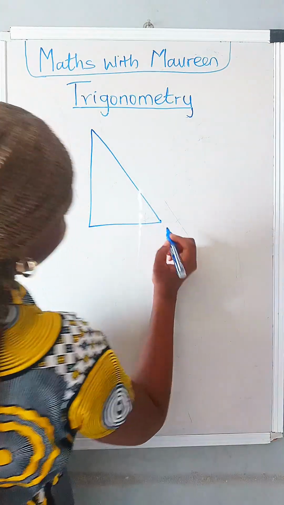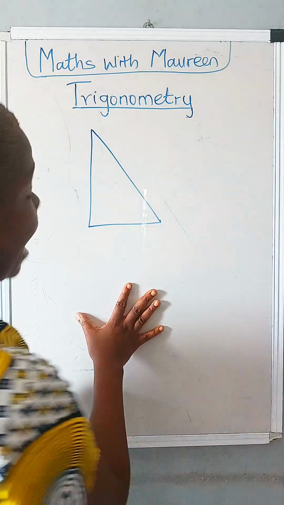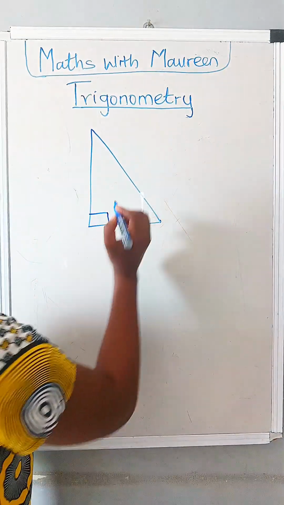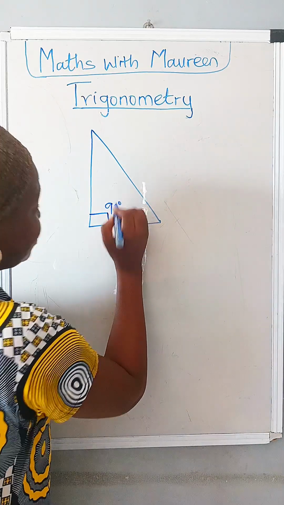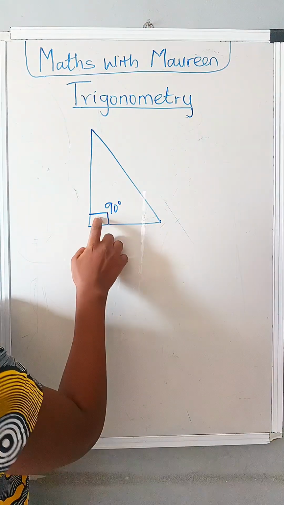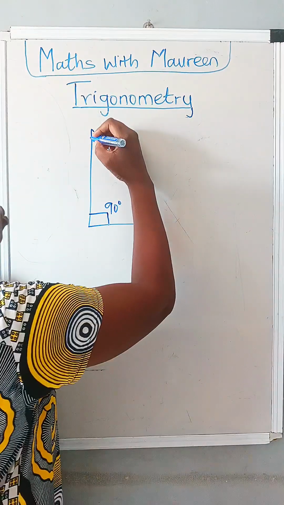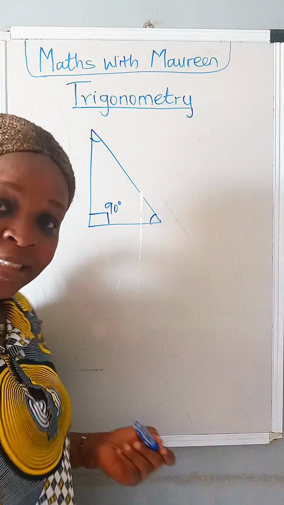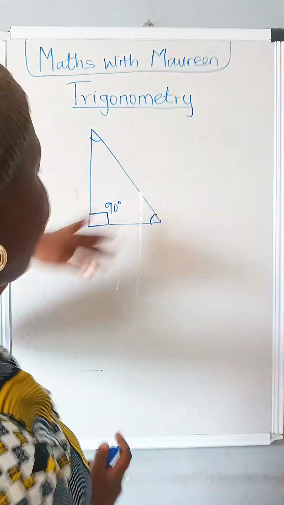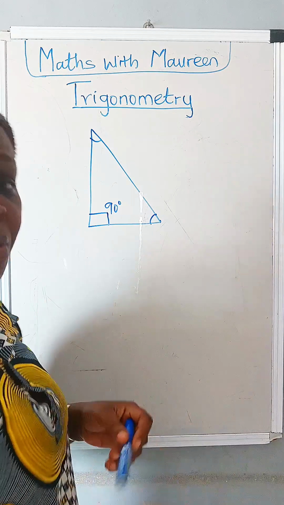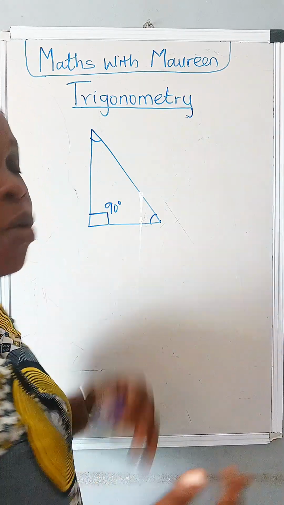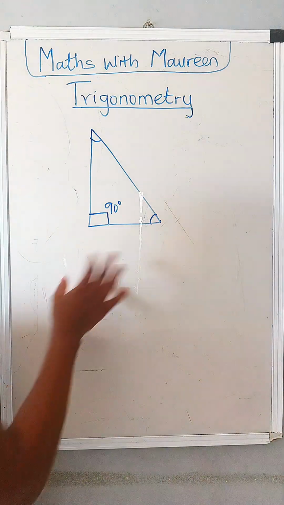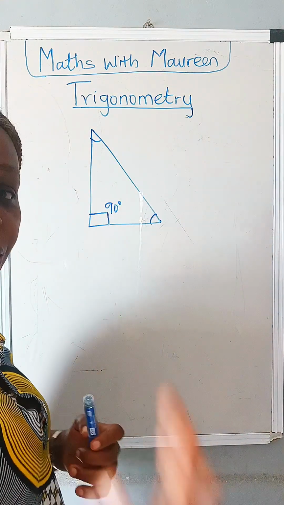A right-angled triangle is a triangle that has one of its angles to be 90 degrees, okay? So anytime you see this small square, that means the angle there is what? 90 degrees, okay? So if this angle is 90 degrees, that means the remaining two have to be what? Acute, that is less than 90, okay? So that when you add everything, it's going to give you the sum of angles in a triangle, which is 180 degrees, okay?